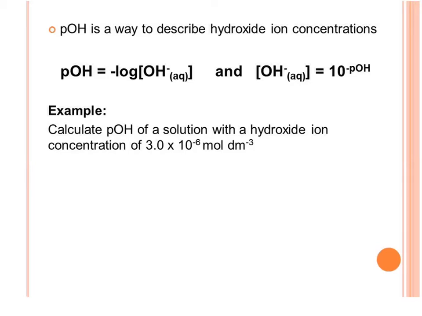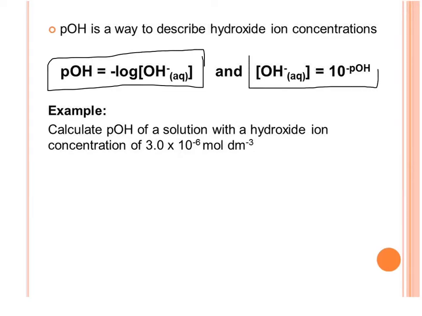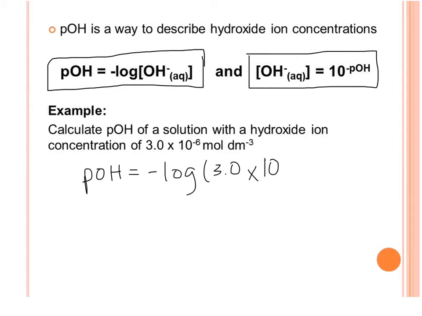pOH is similar to pH. It's a way to describe the hydroxide ion concentrations. The equations for pOH are very similar to pH, except we're substituting in OH concentrations instead of H plus concentrations. To calculate the pOH of a solution then, we're going to do pOH equals negative the log of 3.0 times 10 to the negative 6.